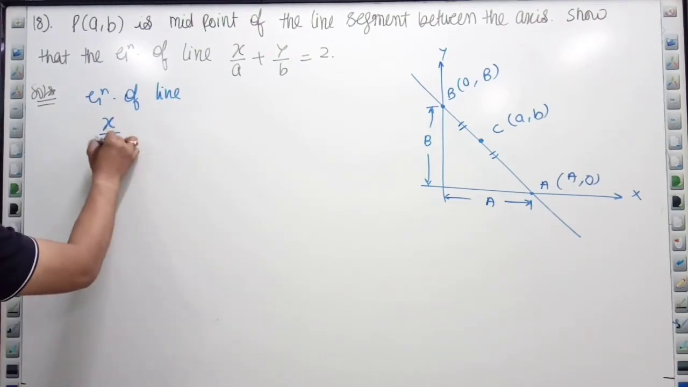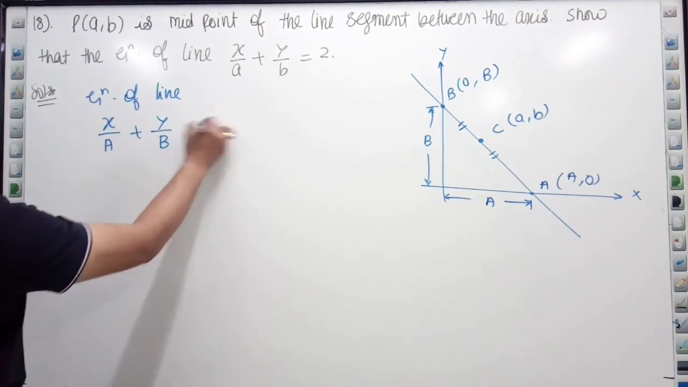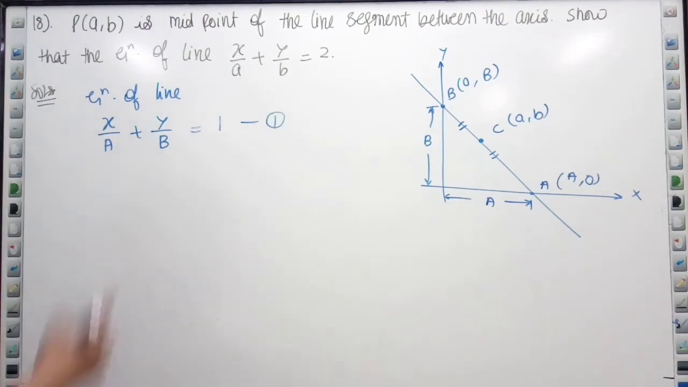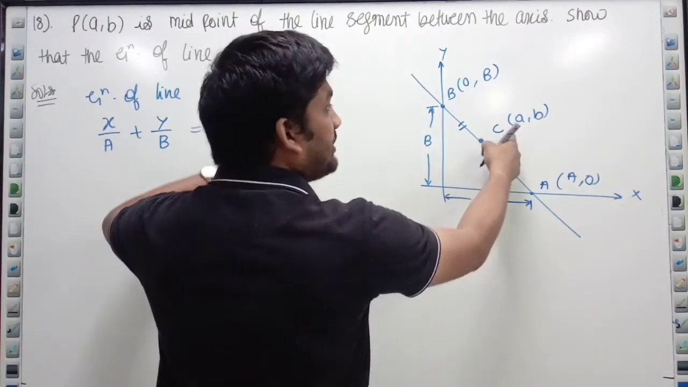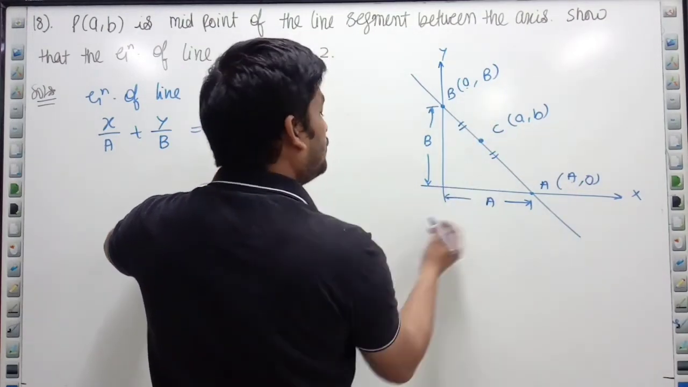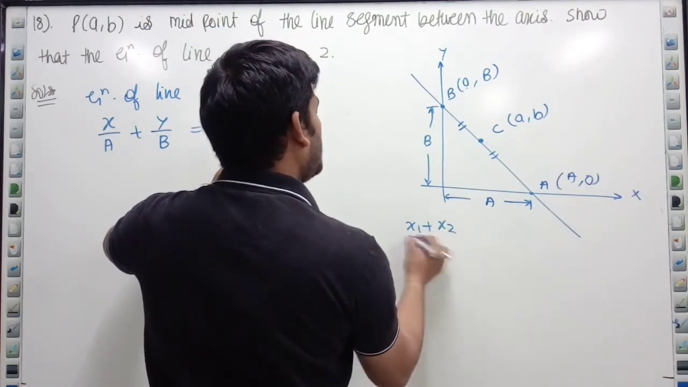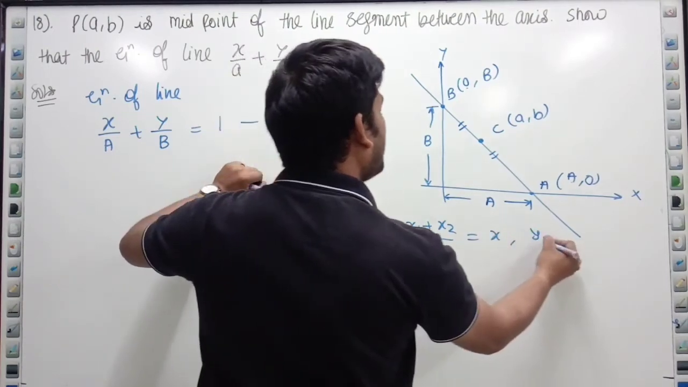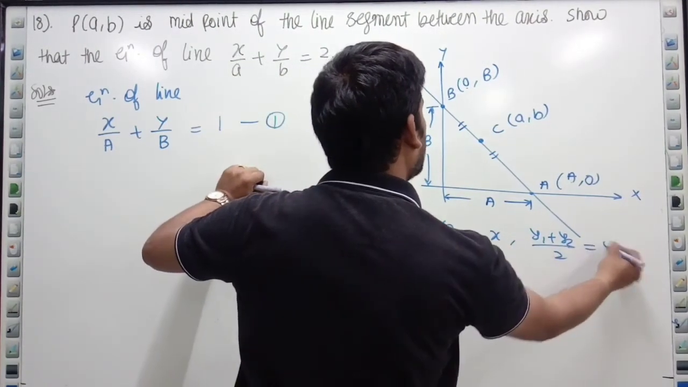x upon a plus y upon b equal to 1. This is equation number 1. Now can I apply the midpoint formula? What is the midpoint formula? (x1 plus x2) by 2 equal to x, (y1 plus y2) by 2 equal to y.